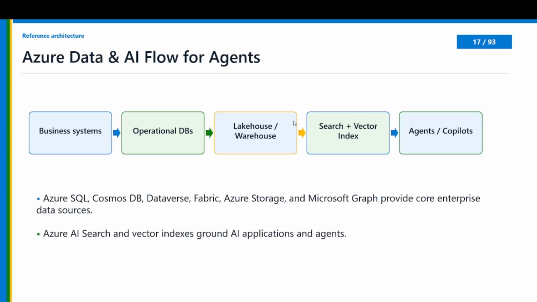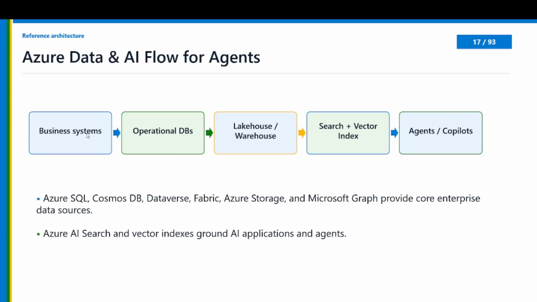So on this page, we have reference architecture. The last thing we discussed is RAG architecture. Now let's look at reference architecture: Azure data and AI flow for agents. So how does data flow from the Azure ecosystem? To generate data from the Azure ecosystem, like Fabric or Azure SQL Database, Azure Data Lake Storage Gen 2, Azure Synapse Analytics, Azure Cosmos DB, for instance, the flow will go this way.